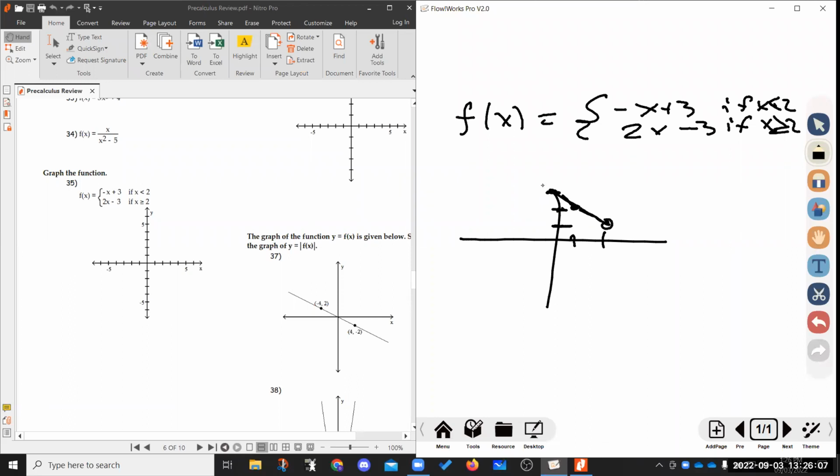So that's going to be this line. It's going to go all the way to the left. Then we're going to start again at 2, and we have a solid dot that's going to be here because this part is included. So 2 times 2 is 4. 4 minus 3 is 1 again. So we're going to fill in this dot. Now we have a slope of 2, so we're going to go up 2 and right 1. And like that. That's our piecewise defined function.